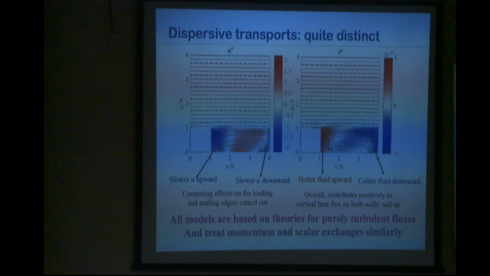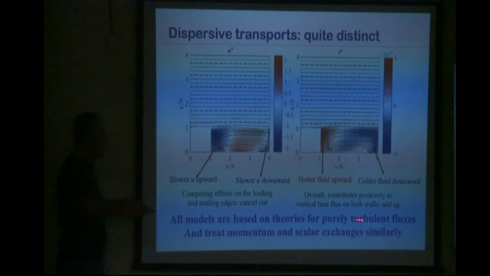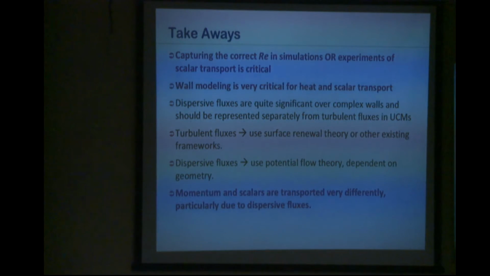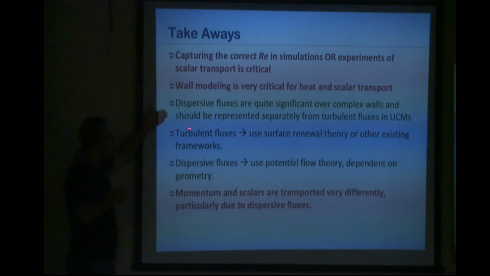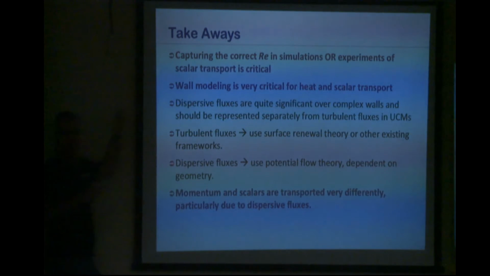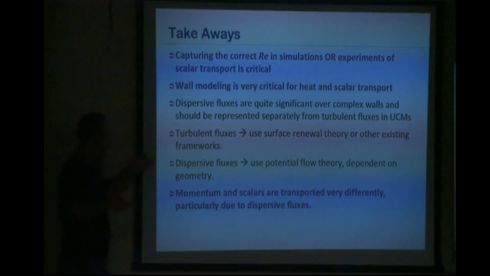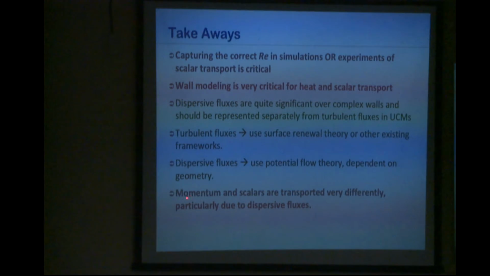Now, all the models of these resistances are based on theories that are purely for turbulence, and both of them treat momentum and scalar exchange very similarly. What we are starting to say is that first you need to capture the Reynolds number correctly in simulation experiments. Wall modeling is very critical. Dispersive fluxes are a very important component of what these resistances are trying to represent, and the dispersive fluxes for scalars and momentum are very different, so they have to be modeled differently.